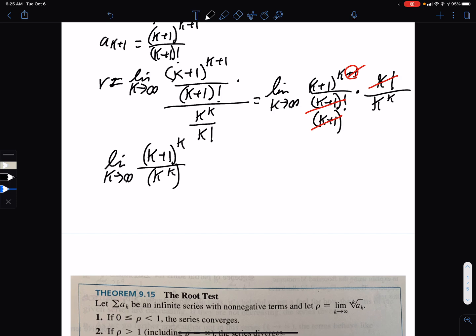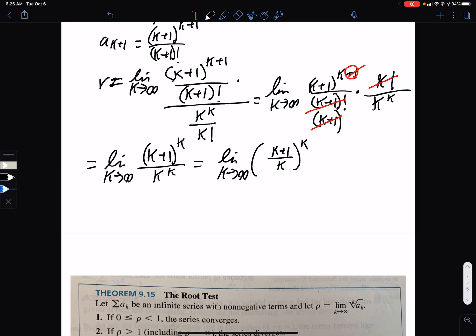I don't even need those parentheses. And so we have on top something to the k power, on the bottom something to the k power, and we can combine those because they're both to the k power. So we can rewrite this as the limit as k goes to infinity of k plus 1 over k, all to the kth power. Now if you look at that, I'll let you pause a little bit. What do you see there?